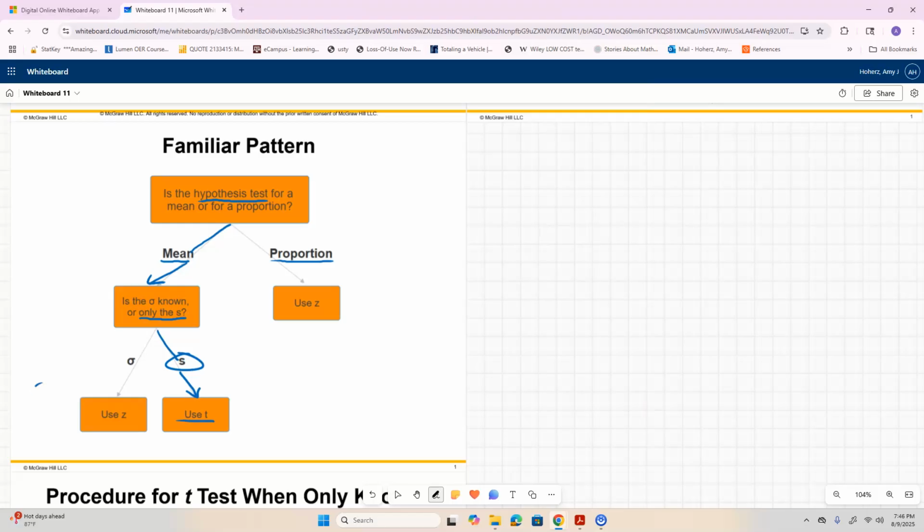And this is what we did in Section 8.2. This is what we're doing here in Section 8.3. And then when we get to Section 8.4, we'll be doing proportions and we can go back to using the z-test.